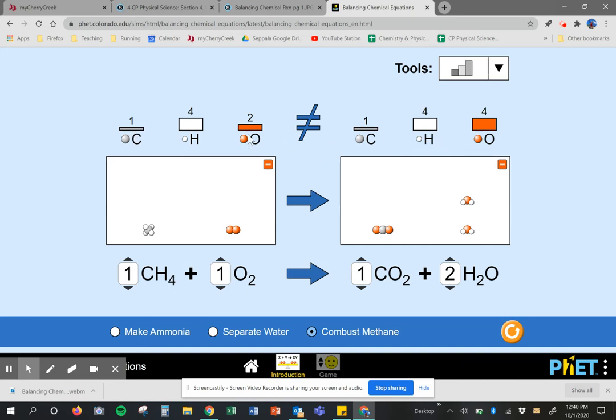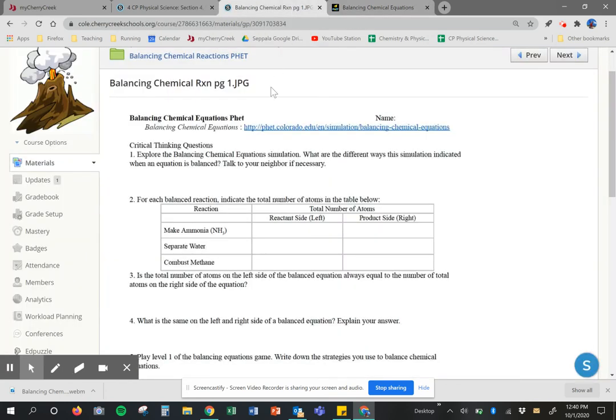See? I got 2 oxygens on the reactants and 4 on the products. Looks like all I got to do is double the oxygen. Smiley face. 1 carbon, 4 hydrogens, and 4 oxygens are on each side. I'm going to hit pause so you can fill out this last row.